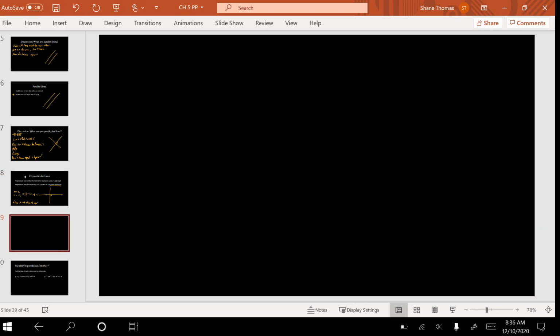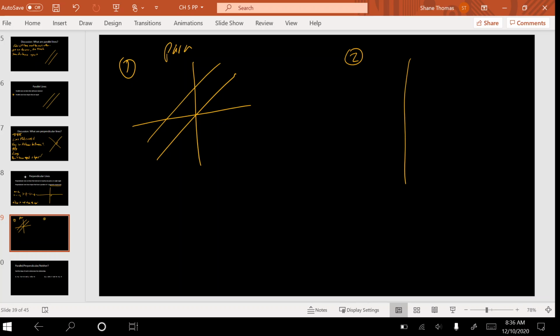So there are three different things that can happen for lines. First one, we can have lines that are parallel. Okay, it's parallel. We can have lines that are perpendicular. So just use these two. Okay, so these are perpendicular lines.